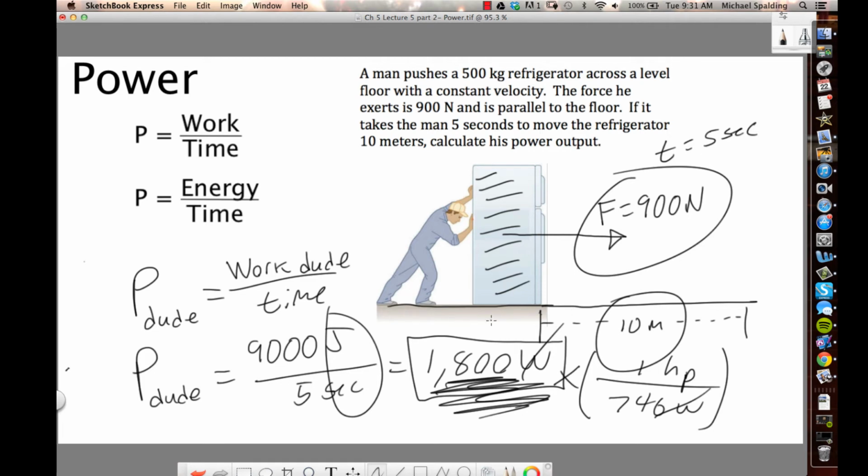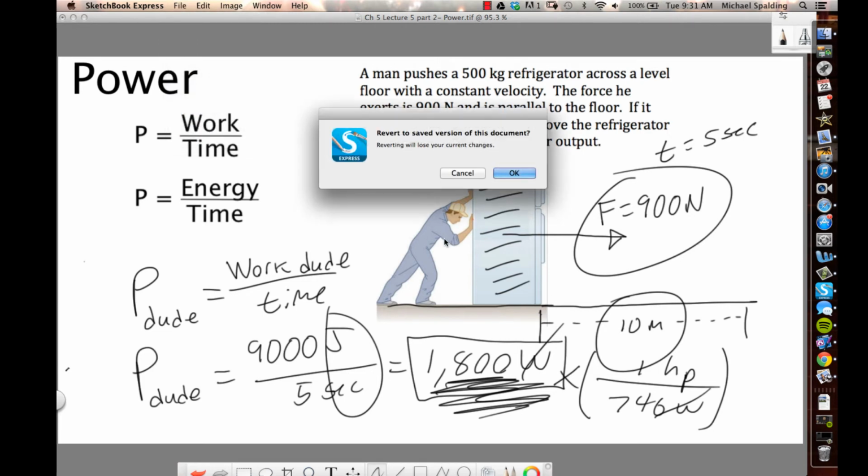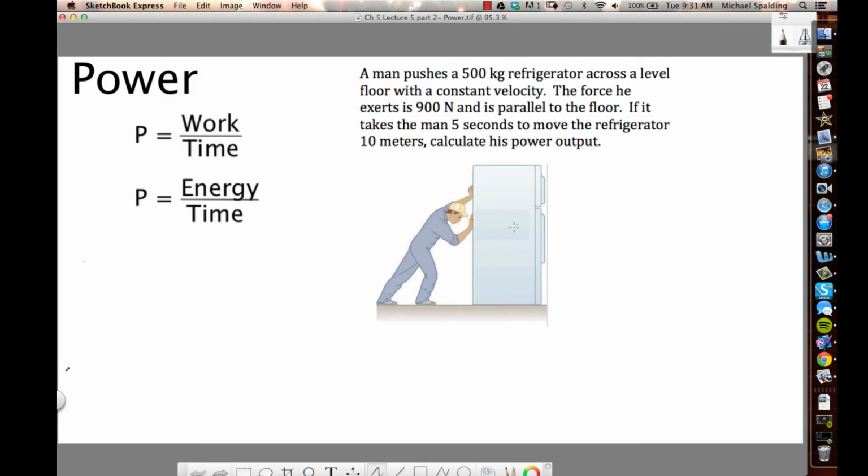Real quickly, just to tie up chapter 5, I want to talk a little bit about this situation. This is a good situation to understand. This guy is pushing the refrigerator with a constant velocity. What does constant velocity tell us? Acceleration is 0. So what's the net force? 0, because F net equals ma. If your a is 0, then your F net is 0. Well, how is the net force 0?